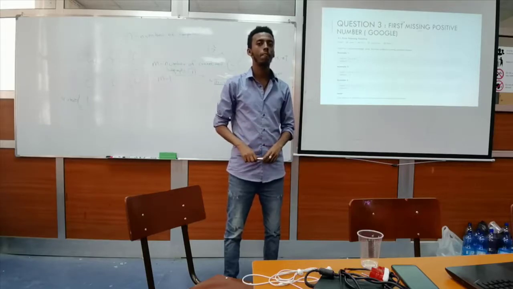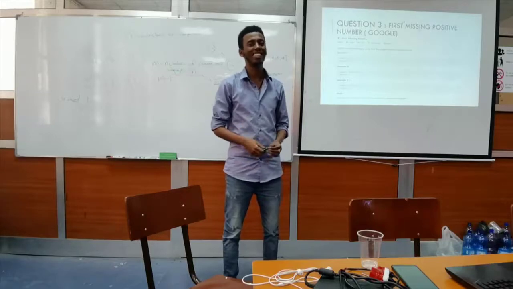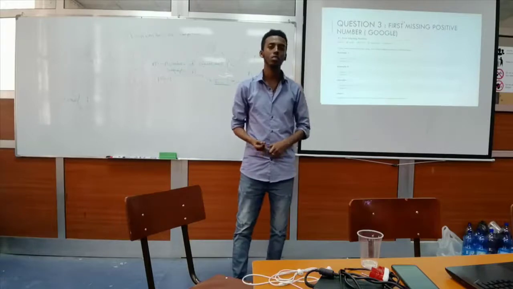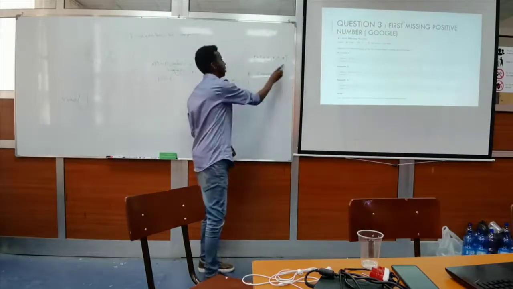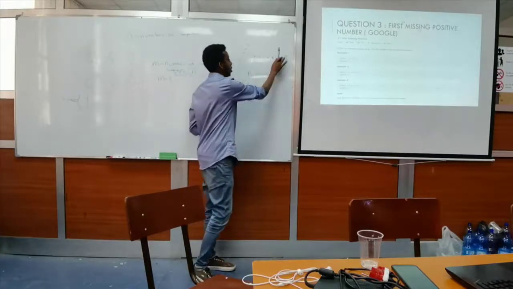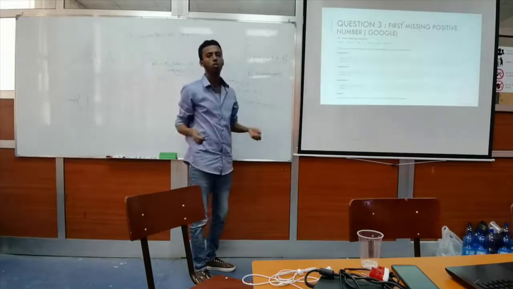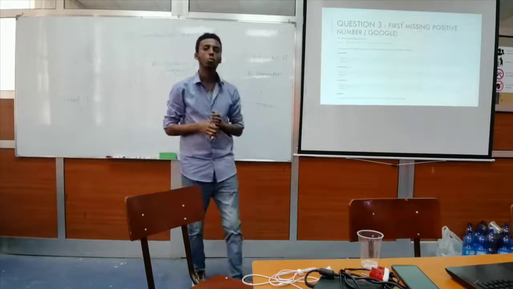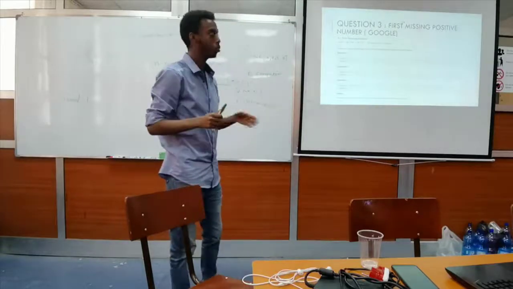So are there going to be missing negative numbers? Should it matter? For example, in this case, the answer would be 1. If this was 1, the answer would be 5, right? We have 1, 2, 3, 4, 5. So find it with O(n) time complexity and O(1) extra space. This was a Google question.